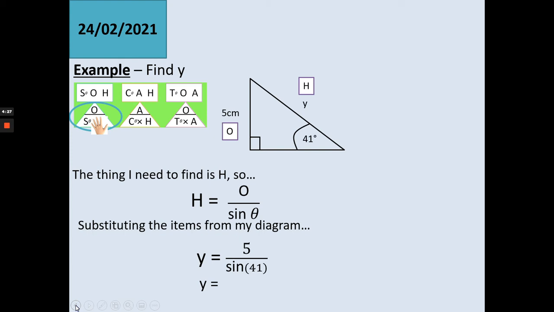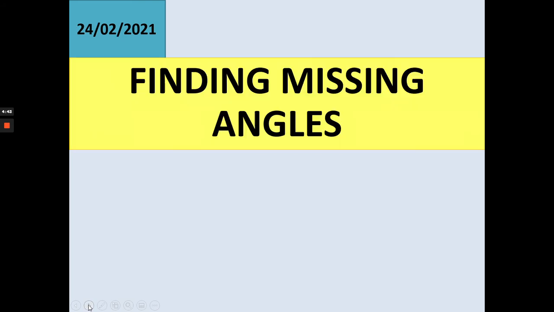Remember to close my calculator's bracket. And that is going to give me 7.6. So let's have a look. Where is this? 7.6. There you go. And it's centimetres. Okay. Right. Moving on from there.